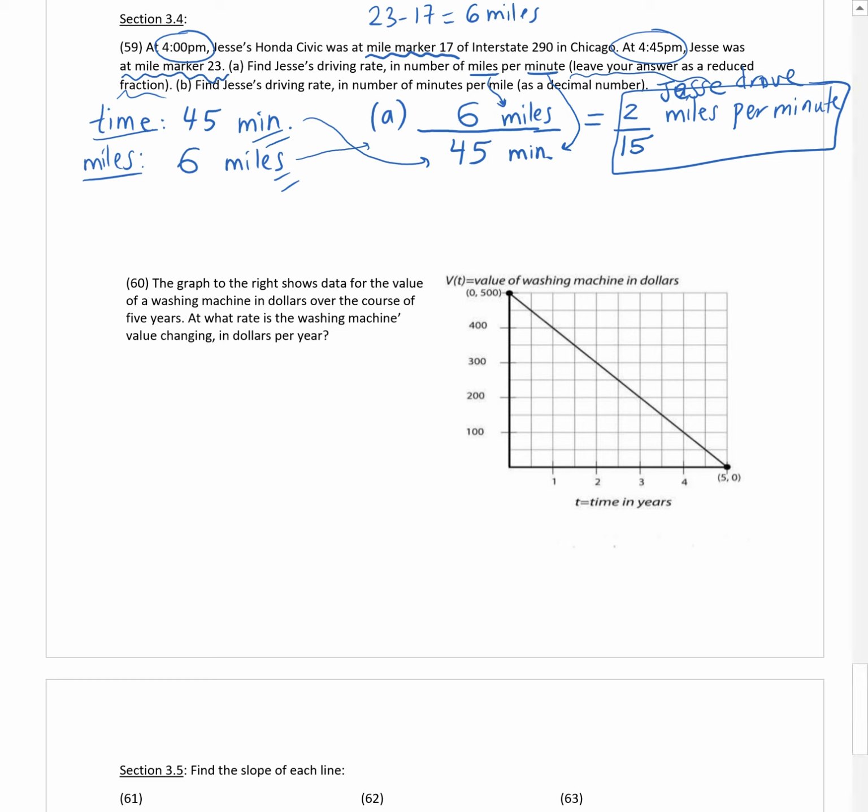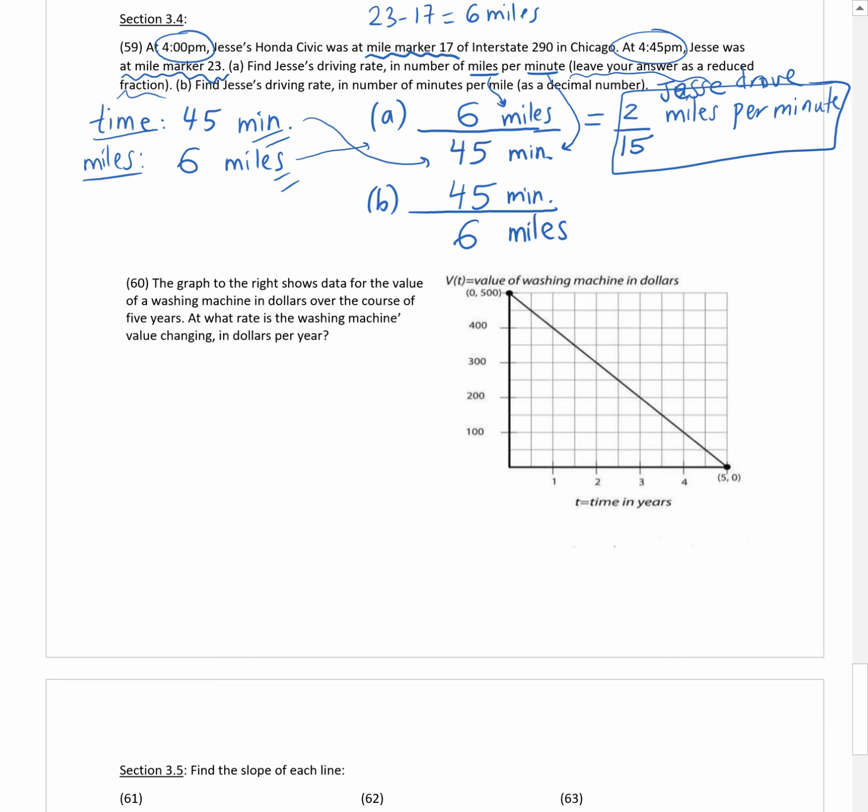All right, how about part B? They want to still find Jesse's driving rate, but this time in number of minutes per mile. So now our fraction will have minutes on the top, because that's now the first unit they mention. Per mile, that's going to be the second unit they mention. Miles, okay. So minutes is pretty much the same fraction, but upside down, right? 45 on top, 6 on the bottom.